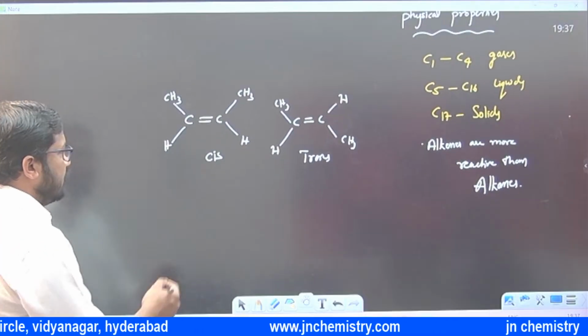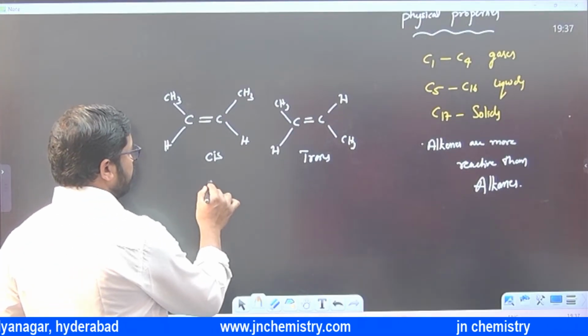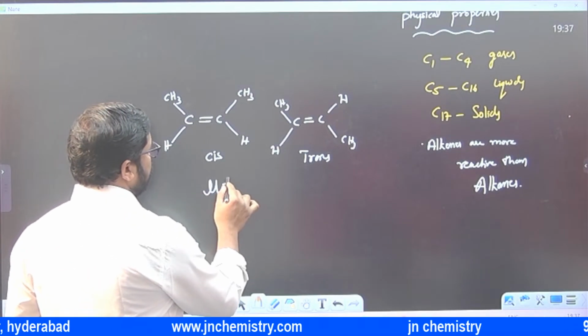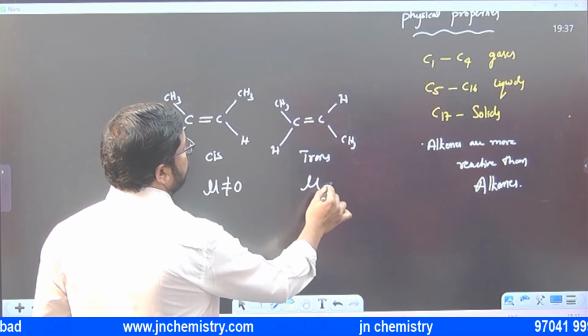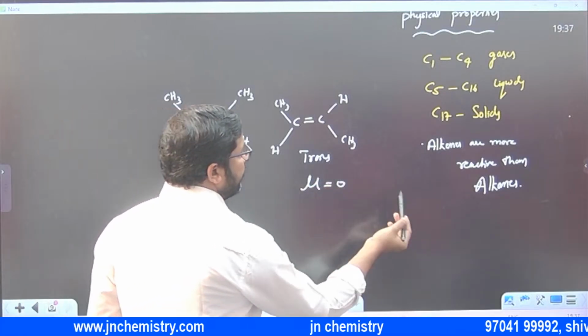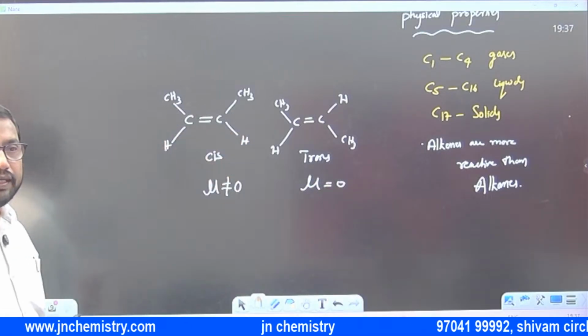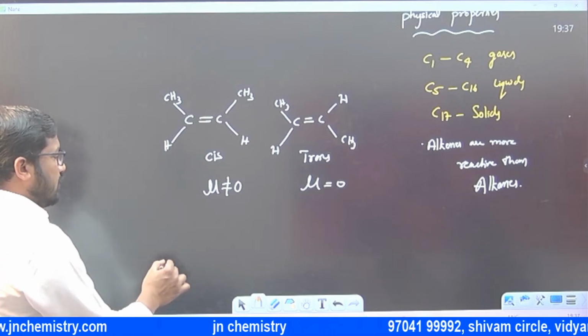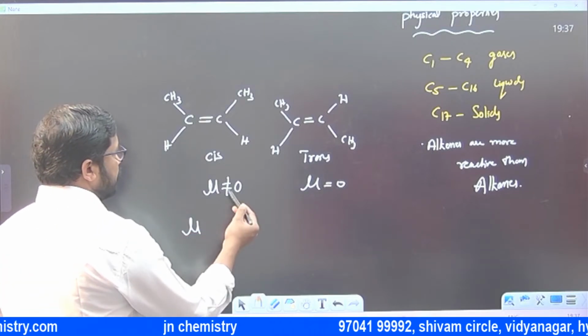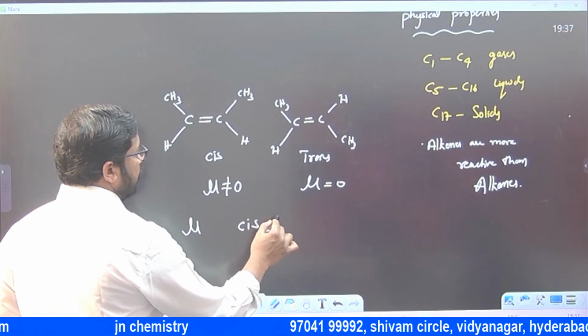So dipole moment is not equal to 0 for cis. For trans, dipole moment equals 0. I told you dipole moment is directly proportional to polarity as well as boiling point, right? So which one has the greater dipole moment? Cis is greater than trans.